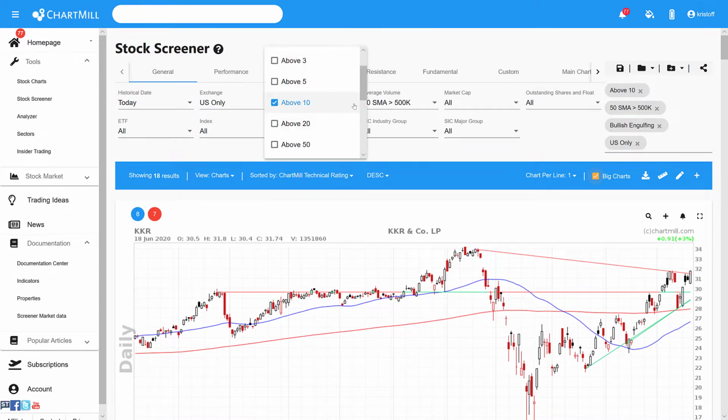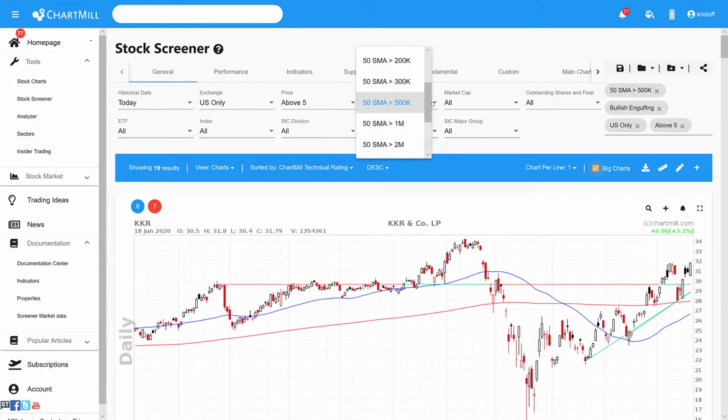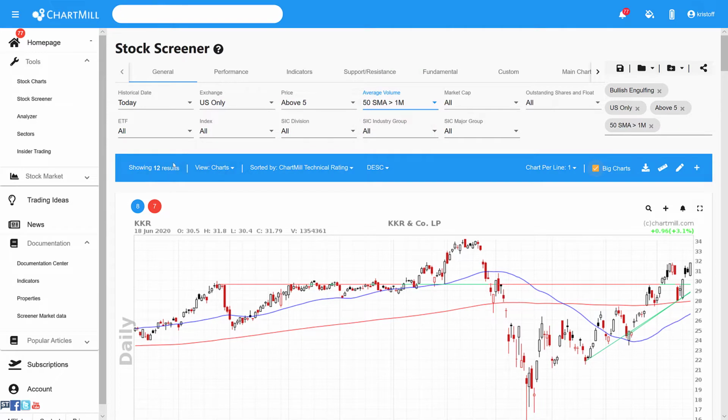For example, I can change the minimum price from 10 to 5 and change the minimum volume to 1 million in the general tab. You will notice that the result changes. You can fine-tune the screen even further by adding other properties, or you can add the candlestick patterns as an extra filter on other existing screens.